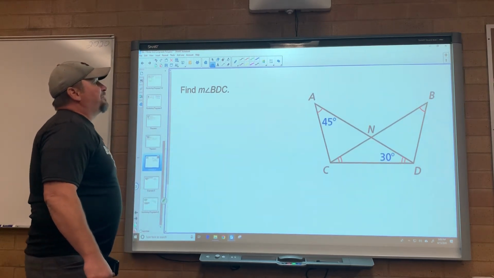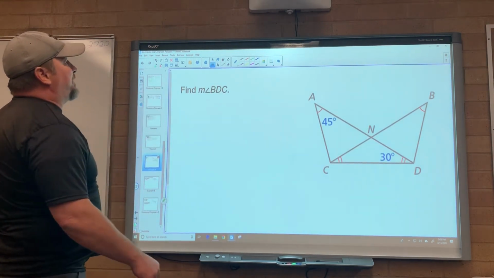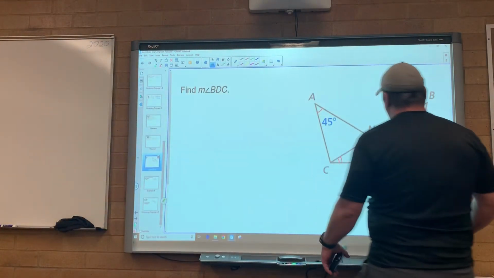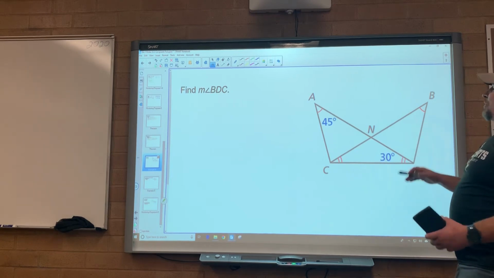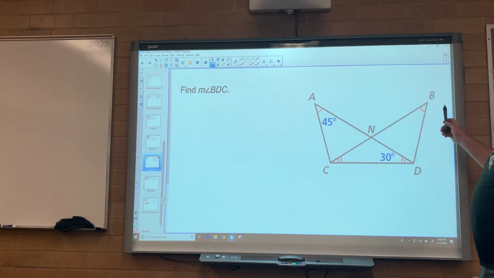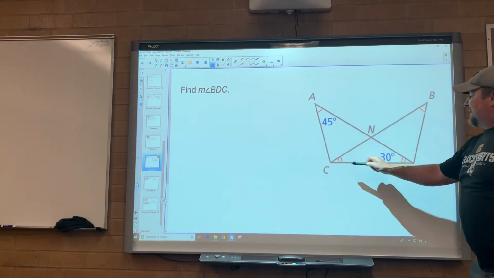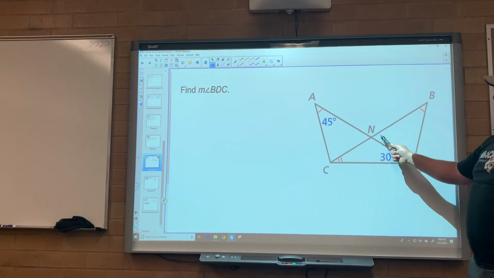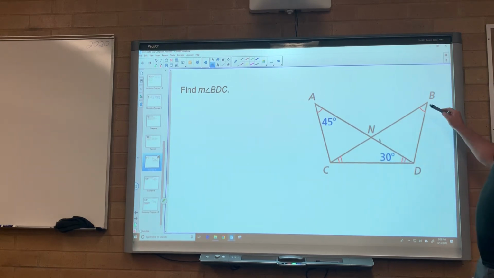All right, we're going to find the measure of angle BDC. Looking at this picture, we've got to come up with how we're going to find angle BDC. BDC is this entire angle down here. Well, you cannot find this entire angle until you have that angle up here. If we have this angle right here, we could subtract it from these two and get the entire angle.